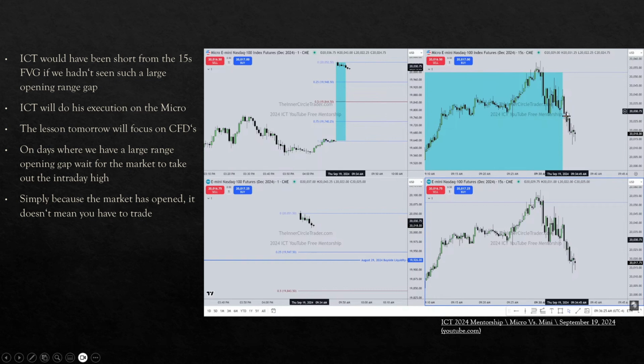Right here you can see his cursor, he's pointing out to that. He would have been short from the 15-second fair value gap if we hadn't seen such a large opening range gap, which was about 300 to 400 handles. So a pretty large opening range gap. And ICT will do his execution today on the micro, which we will see later on.